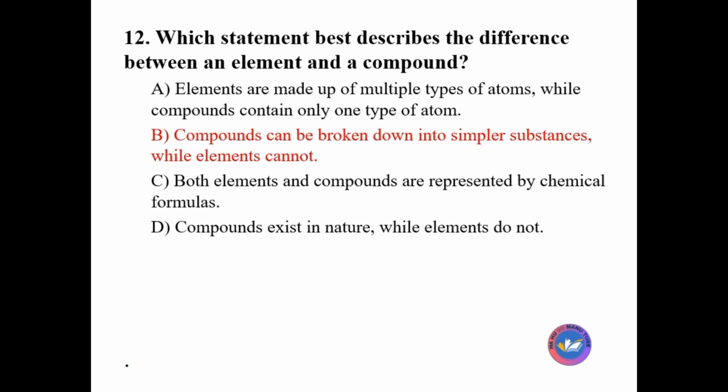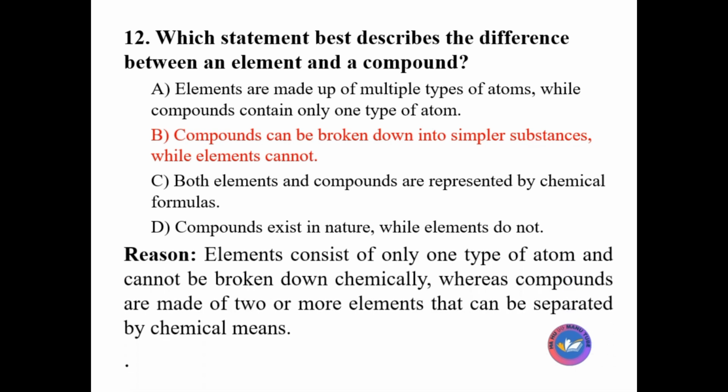The answer is compounds can be broken down into simpler substances, while elements cannot. Elements consist of only one type of atom and cannot be broken down chemically, whereas compounds are made of two or more elements that can be separated by chemical means.